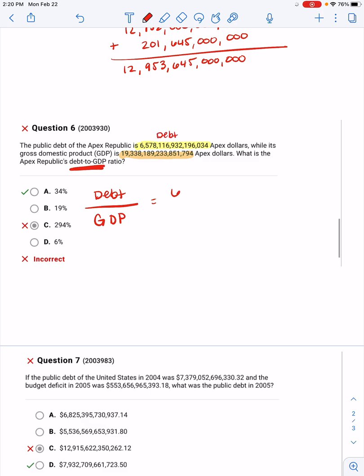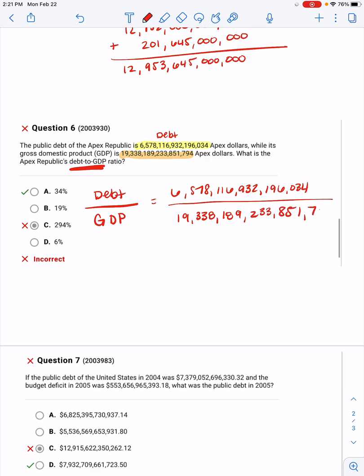So we have 6, 5, 7, 8, 1, 1, 6, 9, 3, 2, 1, 9, 6, 0, 3, 4. That's the amount of debt. Over GDP on the bottom is 19, 3, 3, 8, 1, 8, 9, 2, 3, 3, 8, 5, 1, 7, 9, 4. Okay, so this one you have to divide. So I'm doing that huge number on the top.